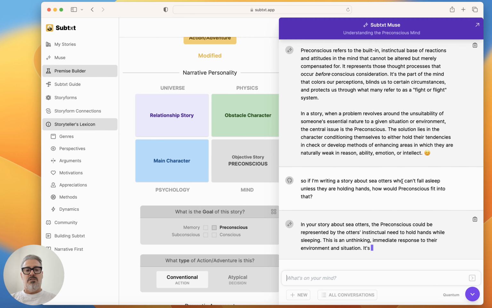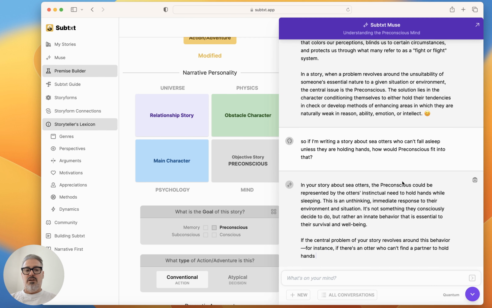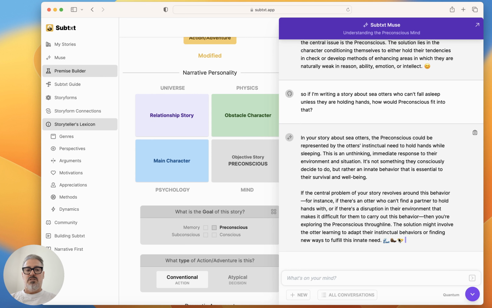So in your story about sea otters, the preconscious could be represented by the otter's instinctual need to hold hands while sleeping. This is an unthinking, immediate response to their environment and situation. And it's not something they consciously decide to do, but rather an innate behavior. And then it gives you an idea for the story. So if the central problem of your story revolves around this behavior, for instance, if there's an otter who can't find a partner to hold hands with, or if there's a disruption in their environment that makes it difficult for them to carry out this behavior, then you're exploring the preconscious through line. The solution might involve the otter learning to adapt their instinctual behaviors or finding new ways to fulfill this innate need. Actually, that last one sounds pretty nice.